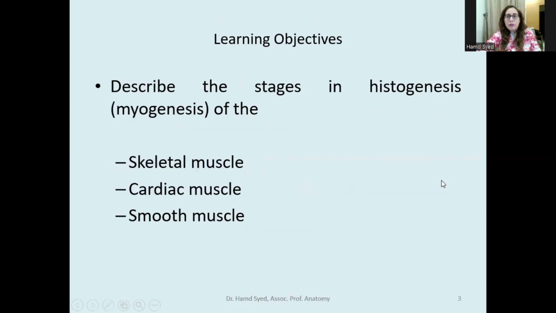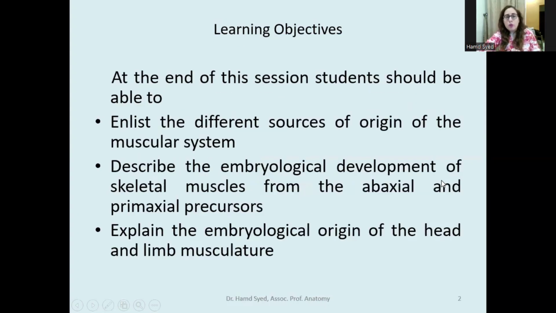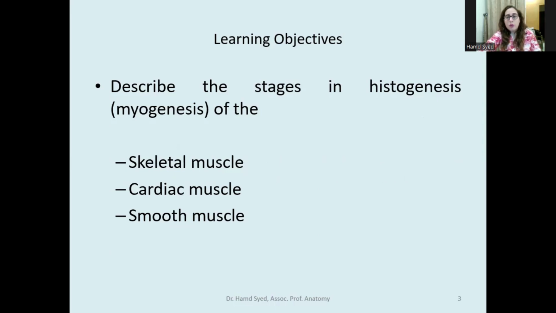So our learning objectives for today's discussion are that you should be able to enlist the different sources of origin of the muscular system, and describe the embryological development of skeletal muscles from abaxial and primaxial precursors. You should be able to explain the embryological origin of the head and limb musculature and also the stages of the development of the muscle at the histological level, which is known as histogenesis or myogenesis of the different types of muscle, that is skeletal, cardiac, and smooth muscle in the human body.